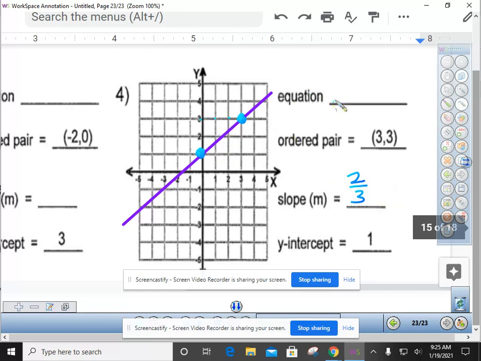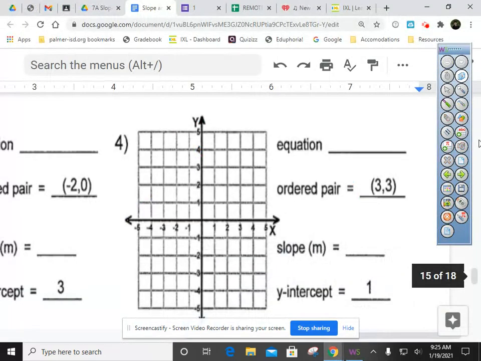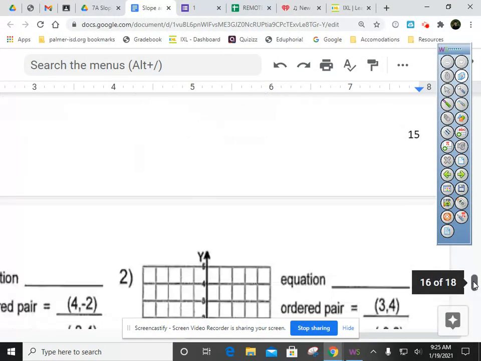Who wants to try the equation? Andel. It's going to be y equals 2 over 3x plus 1. Perfect. Questions on that? Okay, everybody turn the page to page 16.